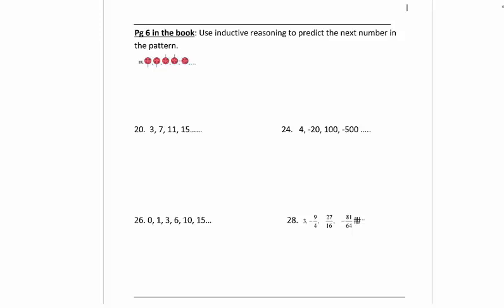So in this video, it's the second part of 1.1. This is just extra examples for you to see how the problems will be worded and what they're expecting for you to do. The first set of problems are asking for inductive reasoning.